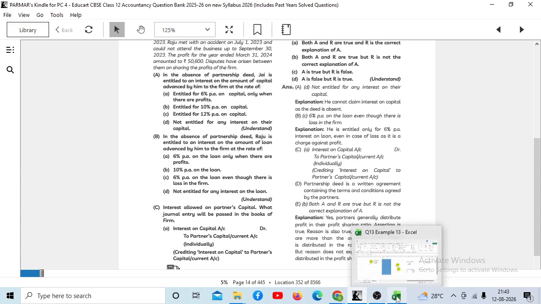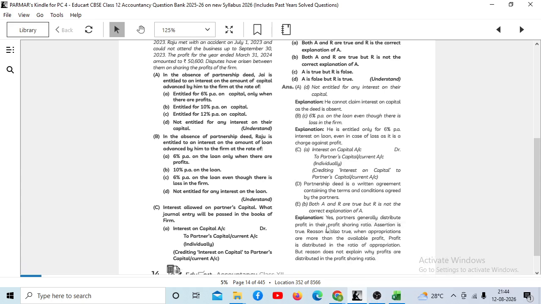So if they say that appropriation is more, that means the distribution part is more. Yeah, the debit side is more. Okay.